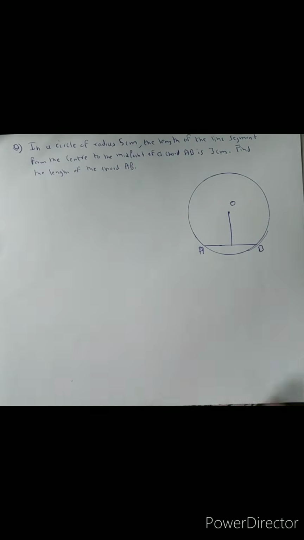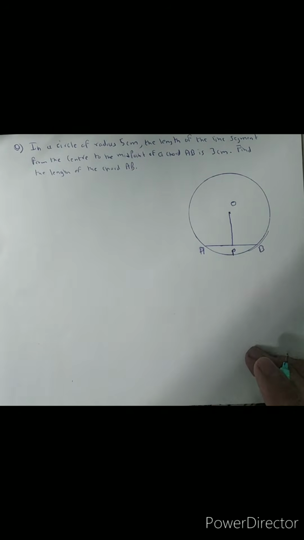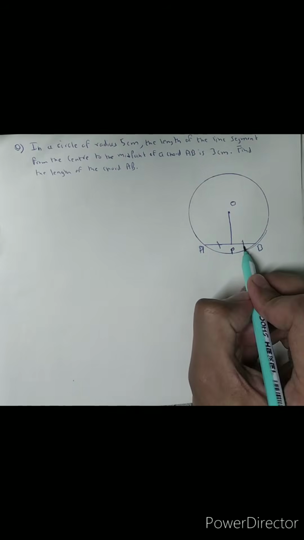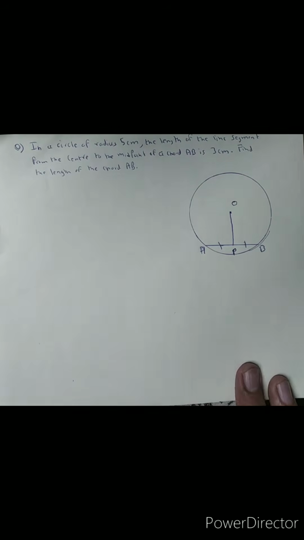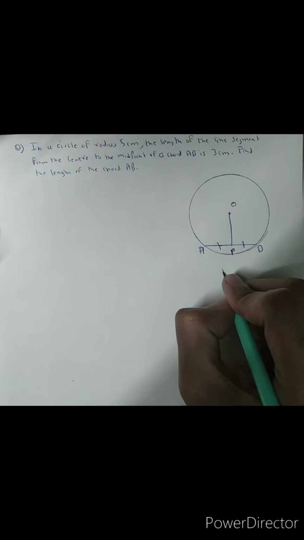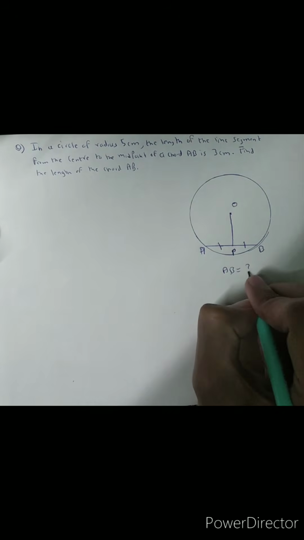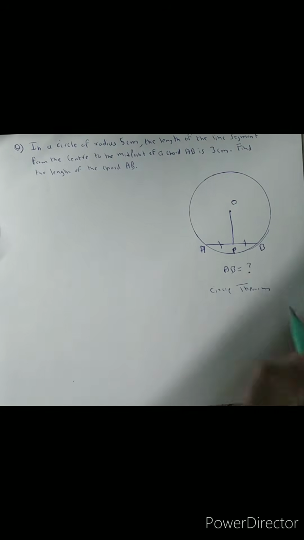chord AB. So let P be the midpoint of the chord AB, meaning P divides chord AB into two equal halves AP and PB. And we are given the length of the segment OP to be 3 centimeters. And with this given information, we are asked to find the length of the whole chord AB. So which circle theorem should we be using here to find the length of the chord AB?